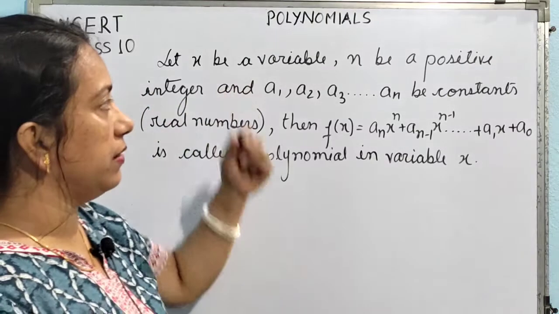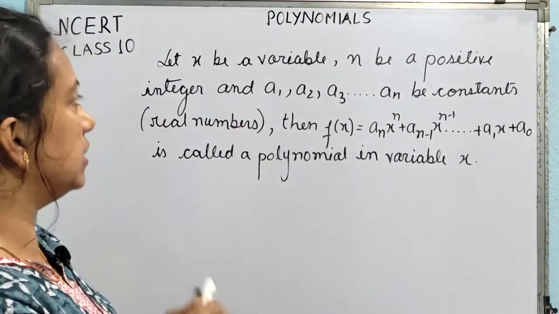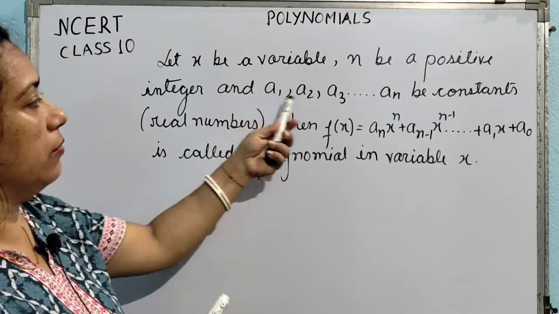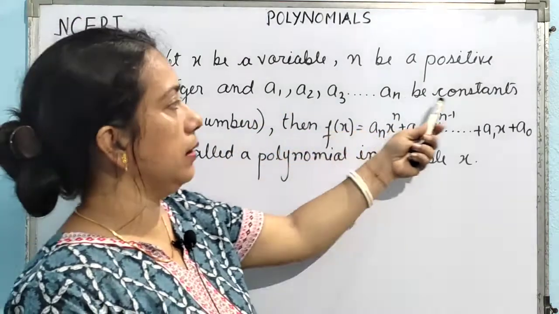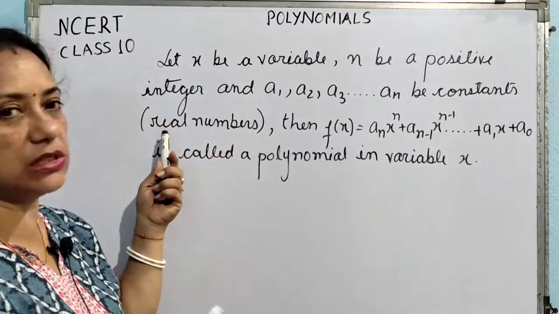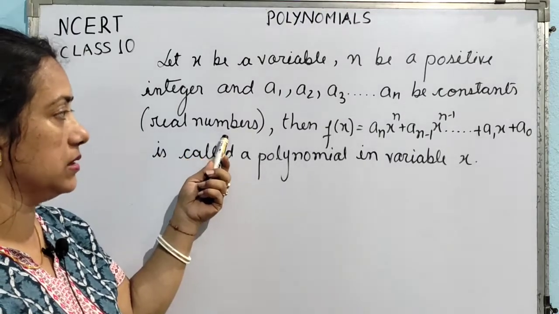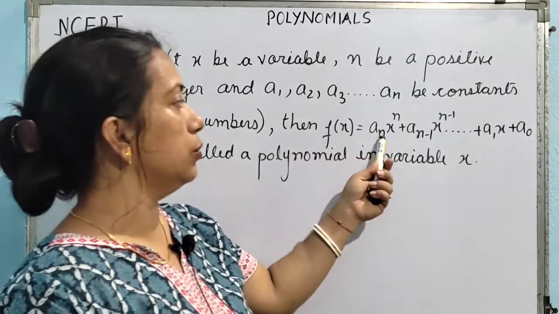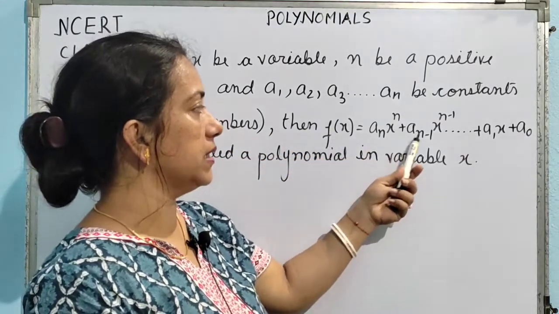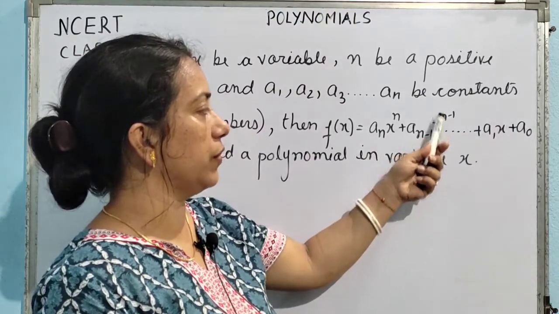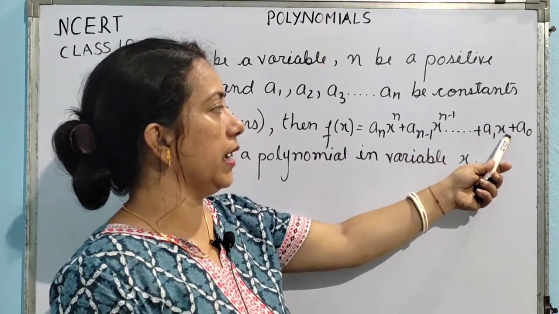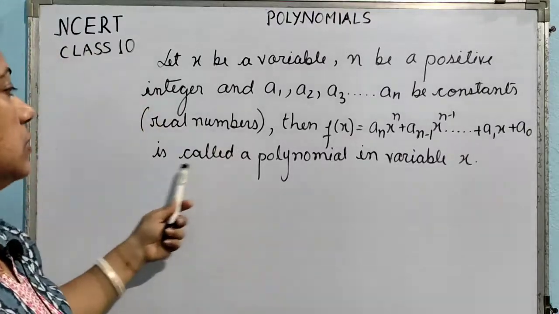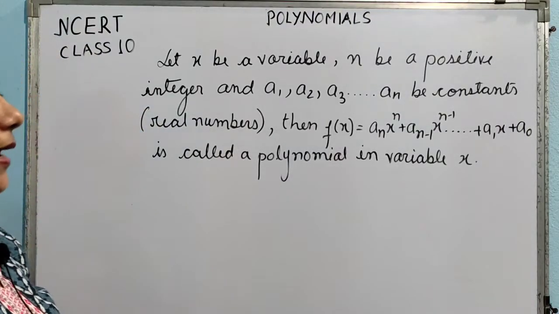If x is a variable and n is a positive integer, and a0, a1, a2, up to an are constants. Constants means which type of constants? This has to be real numbers. Then f of x is equal to an x to the power of n plus an minus 1 x to the power of n minus 1 plus up to a1 x plus a0 is called a polynomial in variable x.